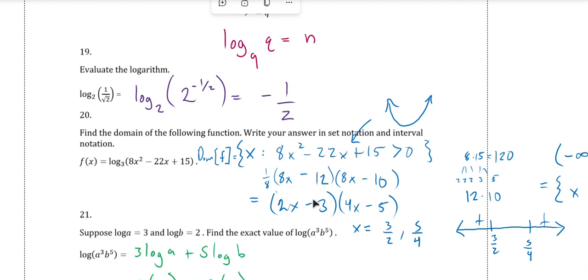And now all that's left to do to complete the method is to reduce these two terms. I can pull a 4 out of this one, I can pull a 2 out of this one, and that gives me an 8, which cancels the 1/8. Reducing, we get 2x minus 3 and 4x minus 5, which solve to give us 3/2 and 5/4 respectively.